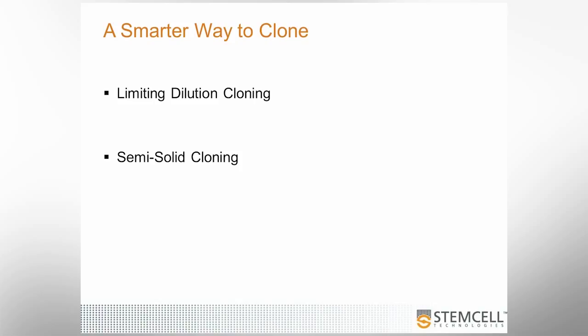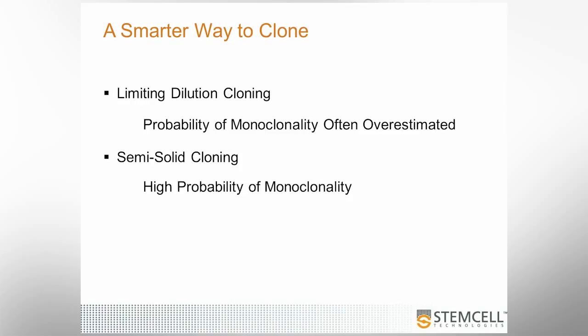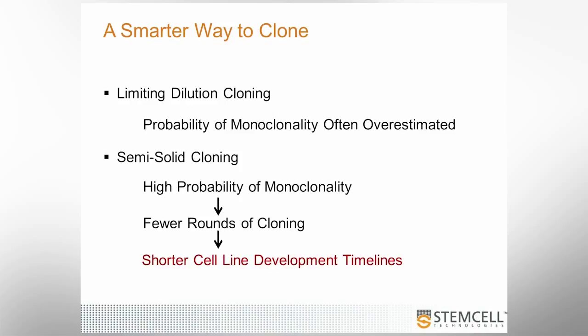For limiting dilution cloning, I'll be exploring why the probability of monoclonality is often overestimated for cultures that you've isolated using limiting dilution. And for semi-solid cloning, I hope to illustrate that this method makes it very easy to isolate cultures that have a very high probability of monoclonality. And this is for each round of cloning, meaning that because you have a high probability of monoclonality for each round, you require fewer rounds of cloning using semi-solid cloning versus limiting dilution, ultimately leading to shorter cell line development timelines.